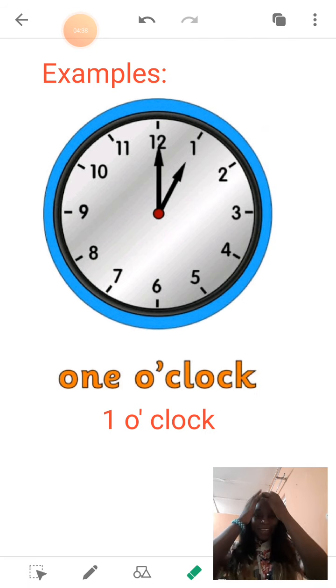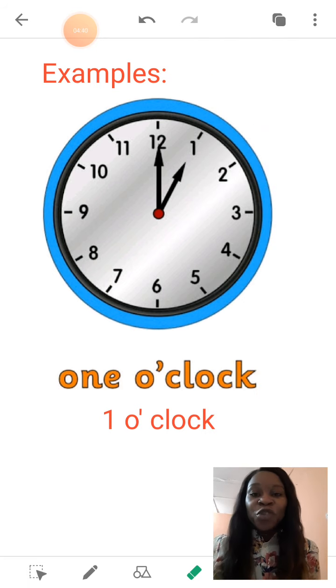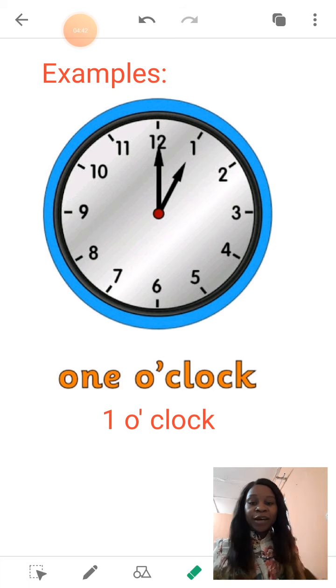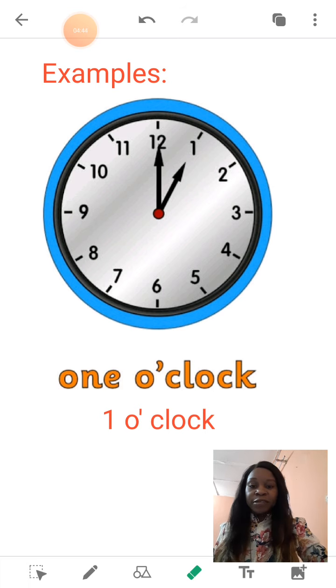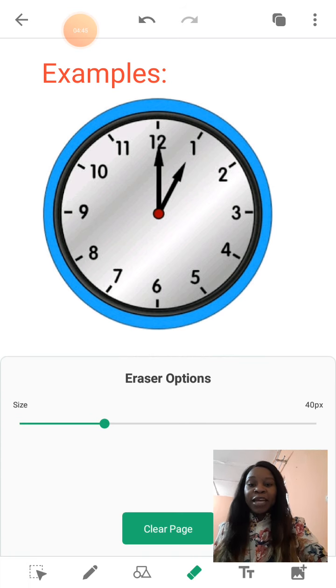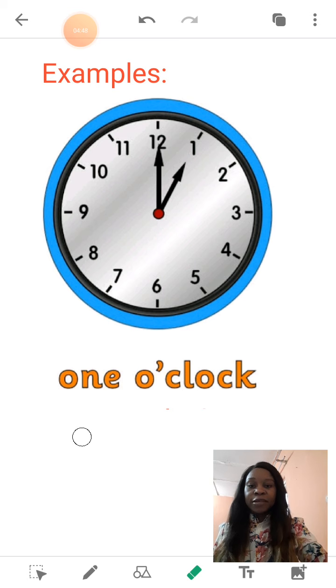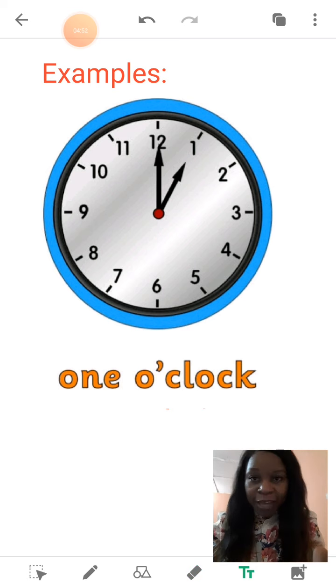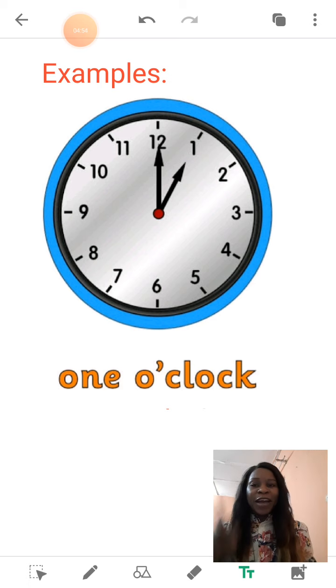Good. This is an example. So first of all, in an analog clock, I said we do something first. When you have a clock like this, I just cleared that so that we can work together. The first thing you identify in the analog clock is the minute hand.